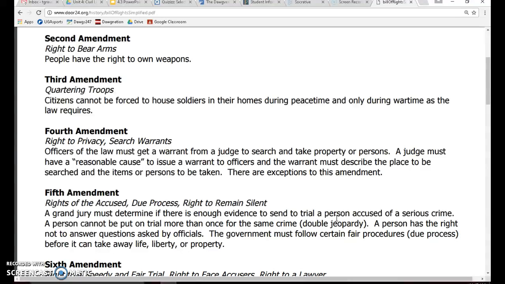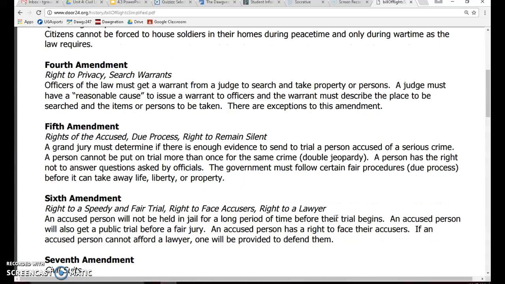The next couple of amendments deal with due process and the right of the accused. So the Fourth Amendment is the right to privacy. It's created the right to privacy. Now, what we've talked about a lot is it protects American citizens against unwarranted searches and seizures. So the police can't just come in your house and search through your stuff and take stuff as evidence without a search warrant. To get a search warrant, they have to have probable or reasonable cause.